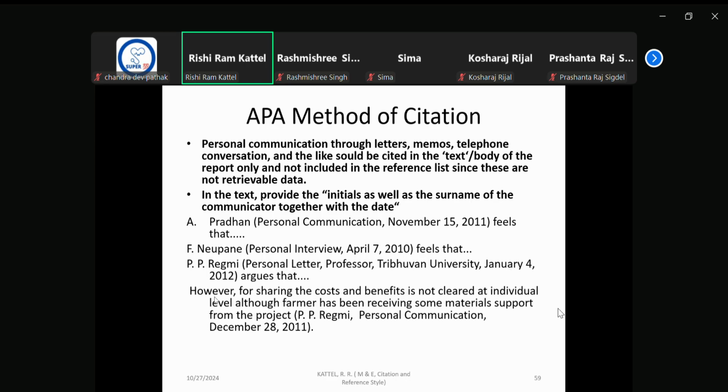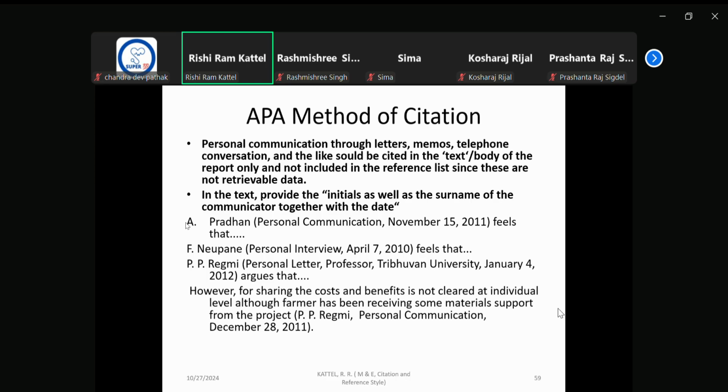However, the sharing of this cost and benefit is not clear at the individual level, though farmers have been receiving some material support from the project. For example, P. P. Regmi, personal communication, December 28, 2011. Okay, these are the personal communications. You have to cite it in this way in the body.